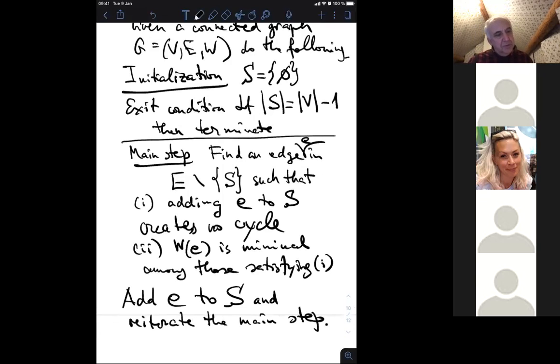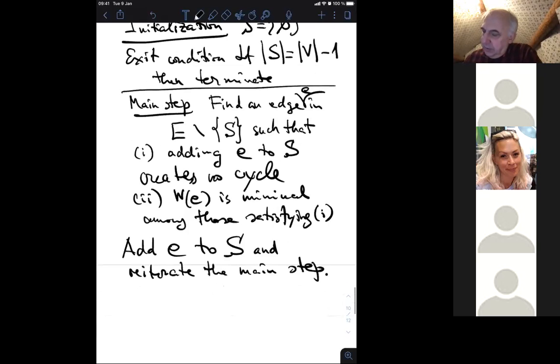Let me work it out for an example, and then maybe I'll discuss why this procedure actually leads to a minimal tree T.